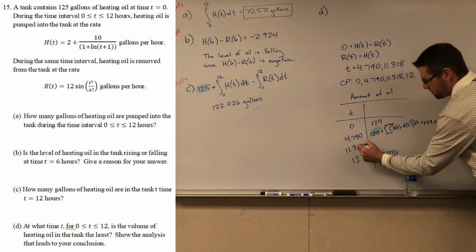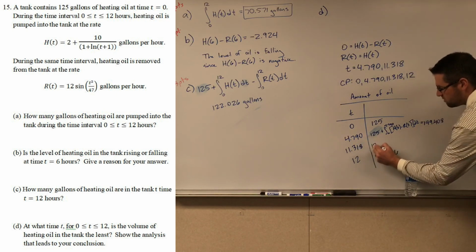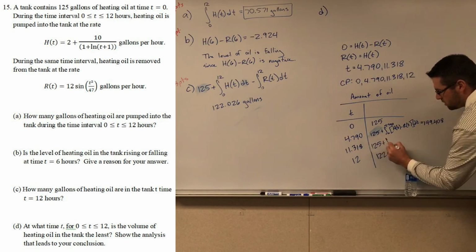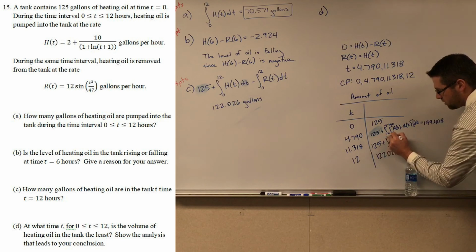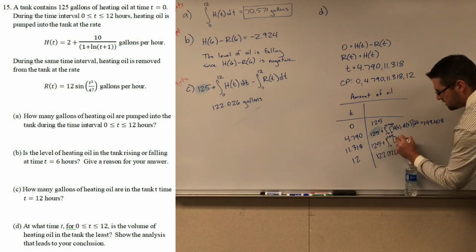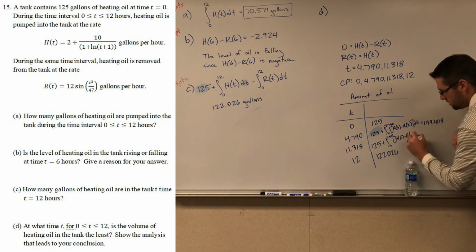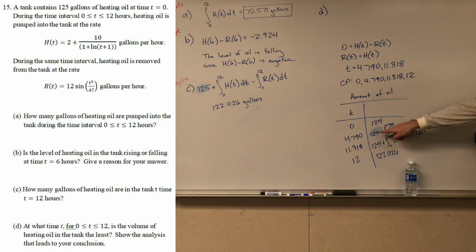Okay, so we got to do this one too. So it's going to be the same thing, just with a different upper limit. 0 to 11.318 of h of t minus r of t dt. So now that you have this one stored in your calculator, just scroll up and change that 4.790 to 11.318. What do you get? 120.738? Okay.